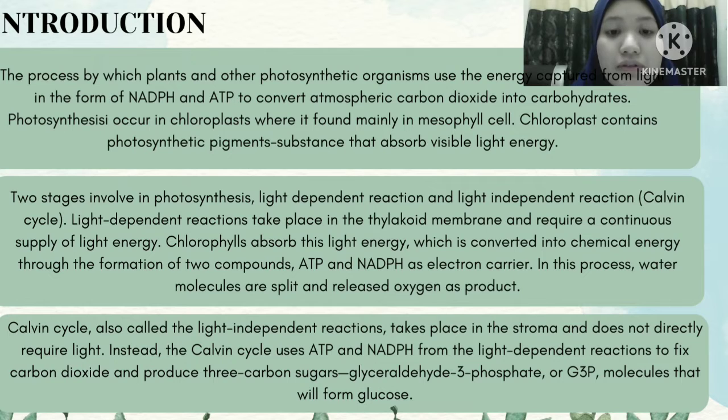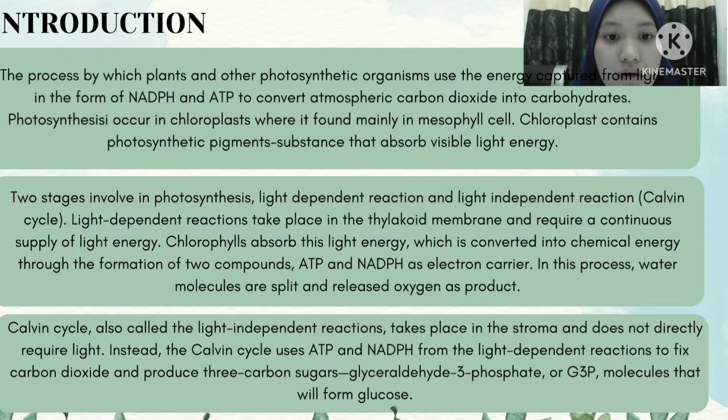Two stages are involved in photosynthesis, which are the light-dependent reaction and the light-independent reaction, also called the Calvin cycle. The light-dependent reaction takes place in the thylakoid membrane and requires a continuous supply of light energy. Chlorophyll absorbs the light energy, which is converted into chemical energy through the formation of two compounds, ATP and NADPH, as electron carriers. In this process, water molecules are split and release oxygen as a product.